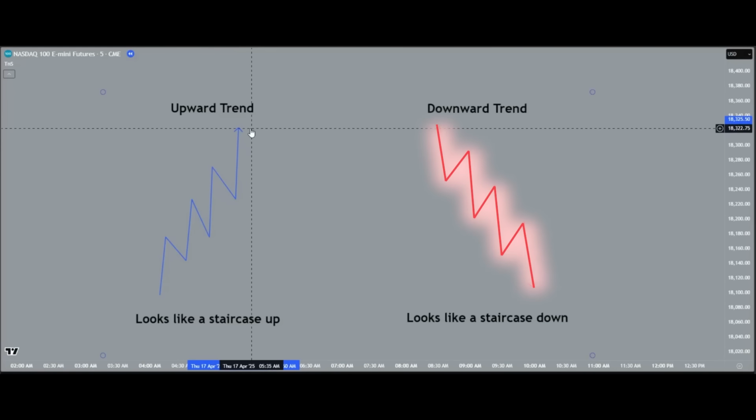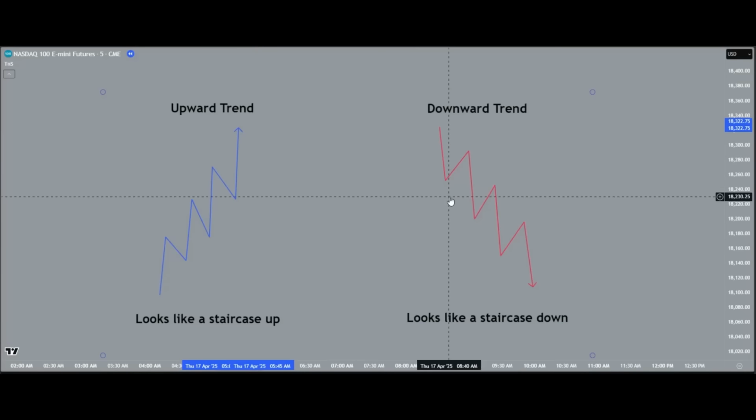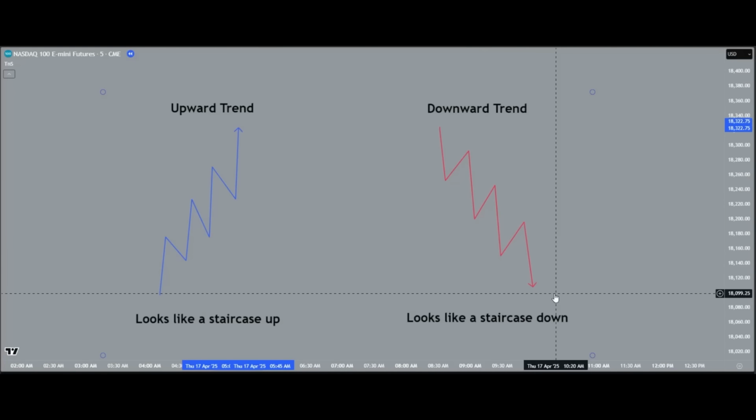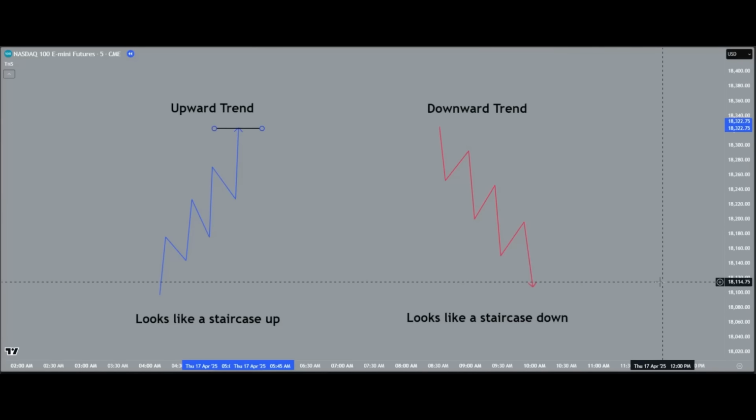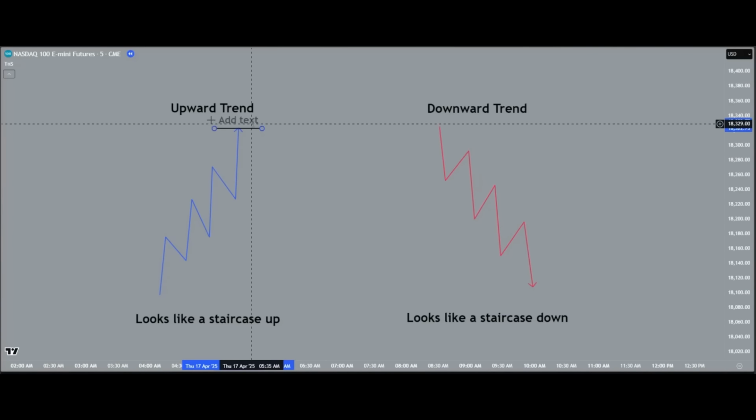And when price is in a downward trend, we will move down, come back up, down, back up, down, back up, and down until we hit another target to the downside. And this upward trend looks like a staircase up, so to speak. The downward trend looks like a staircase down, just as a general idea of what it looks like.